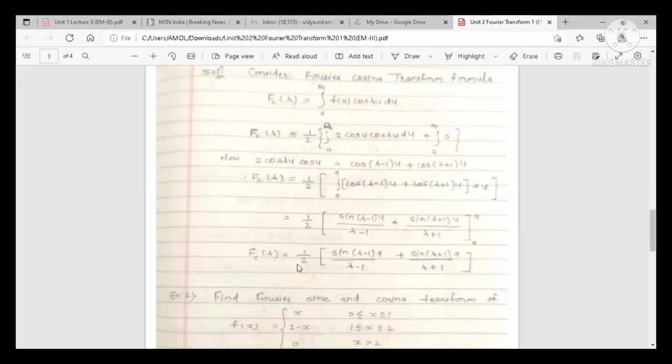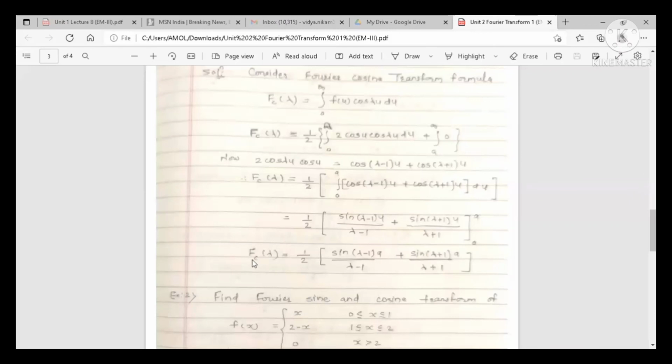So Fc(λ) is equal to 1/2 into. Now put the upper limit a. The variable is u because the integration differential is du, so integration with respect to u. So you replace the variable u by the upper limit a. So sin((λ minus 1)u), you replace that u by the upper limit a: sin((λ minus 1)a) upon (λ minus 1) plus sin((λ plus 1)a) upon (λ plus 1). The lower limit is 0, so put u equal to 0. So give a negative sign for the lower limit: minus sin 0 is 0. Again, the second term with negative sign, minus sin 0, is 0. So when we put the lower limit 0, we are getting both terms zero.